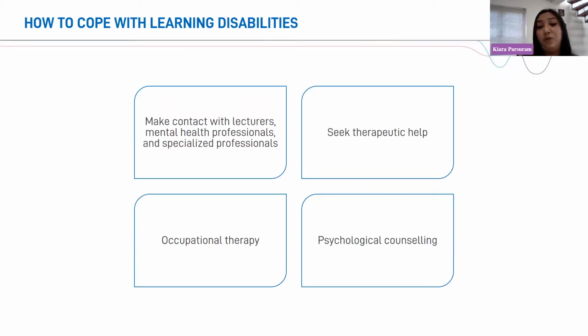Some of the ways in which we could help cope with this is through making contact with your lecturers, mental health care professionals, as well as specialized professionals who are able to frequently work with students who have a learning difficulty. These professionals can help identify particular areas of difficulty, and as a result come up with study guides and study plans so that you can cope with all of the difficulties that you experience. You can also seek therapeutic help.